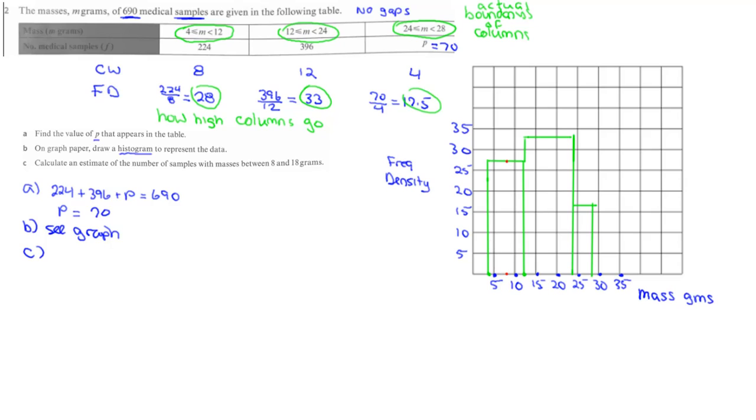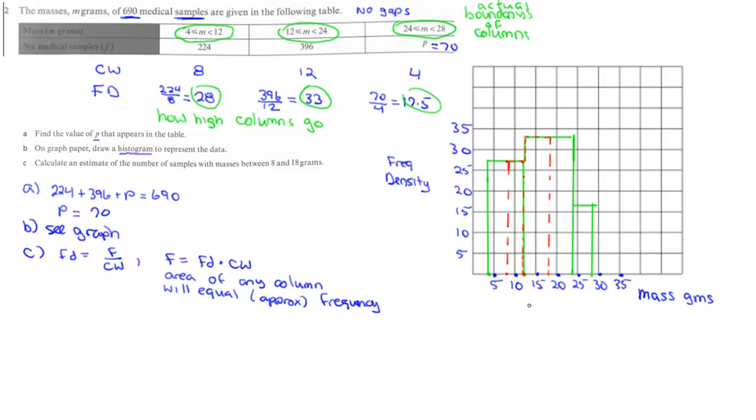Now for the last part, they want us to make an estimate between 8 and 18. That gives us a couple of rectangles here. This one goes from 8 to 12, and this one goes from 12 to 18. Each of these rectangles, if I take the area, I can figure out the frequency, because frequency density is equal to frequency divided by class width. That means frequency must be equal to frequency density times class width, which is the base times the height, or the area of each rectangle.